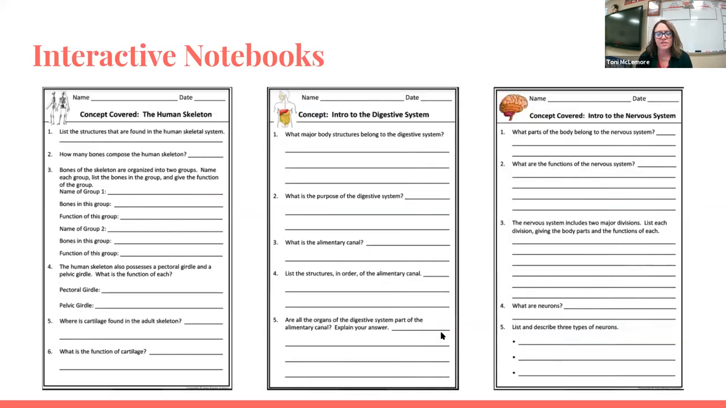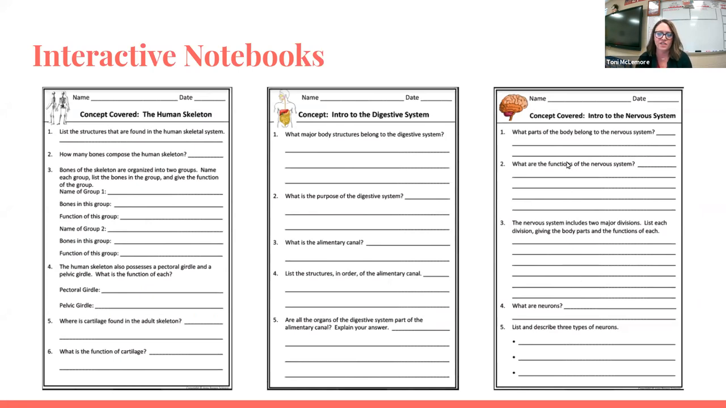So here's some more examples of them. So this was the human skeleton. This is the intro to the digestive system. This is the one for the intro to the nervous system. And there's anywhere from 10 to 25 of these per chapter. So per digestive system or per the nervous system. So there's a lot of information in that Amy Brown science.